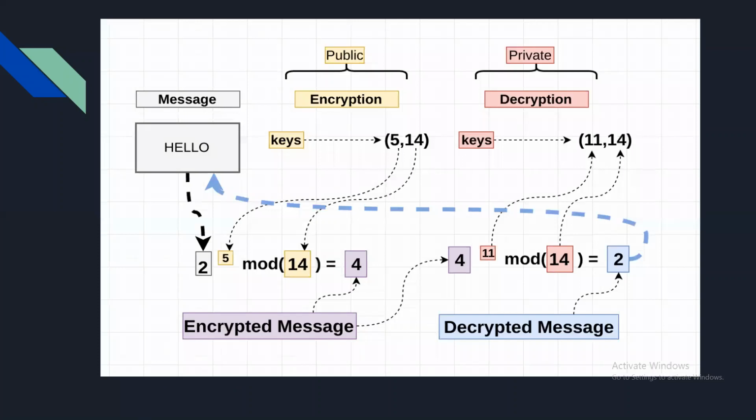So this is my message, hello. Using the encryption keys, it is converted into 4, because hello is 2 raised to the power 5, as there are 5 letters in HELLO. So 2 raised to the power 5, mod 14, gives me 4, that is the encrypted message that will go to the decryption side, and over there it's vice versa. 11 mod 14, so that is converted back to 2.